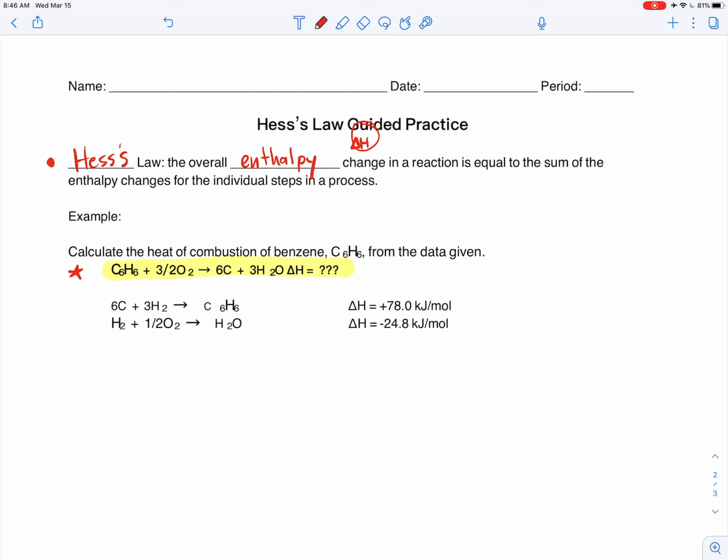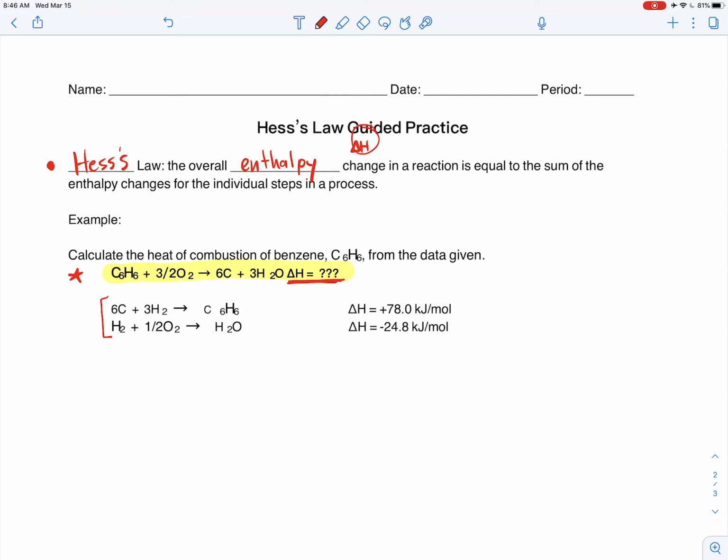So basically, for each of these problems, we're going to get this main equation, right? So this is kind of our goal. We're trying to get to this equation, and we're trying to find the delta H. And so this main equation is made up of these smaller steps, okay? And so our goal is basically to try to get these smaller steps to look like this main equation over here. So we can do that in a few ways. We're going to manipulate these smaller steps here and try to get it to look like that main equation.